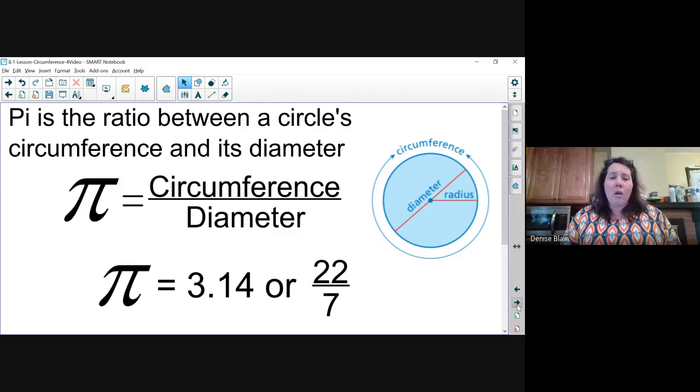Pi is associated with circles. Pi is basically the ratio between a circle's circumference and its diameter, and written as a fraction, circumference divided by diameter. Normally, we see pi as a whole number with a decimal, 3.14. You can also see it as a fraction as 22/7.